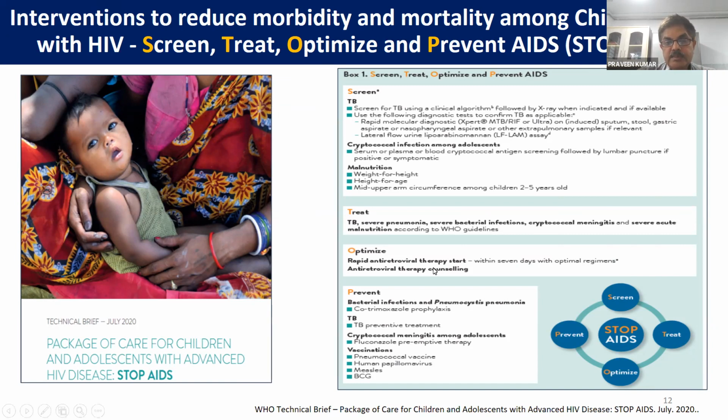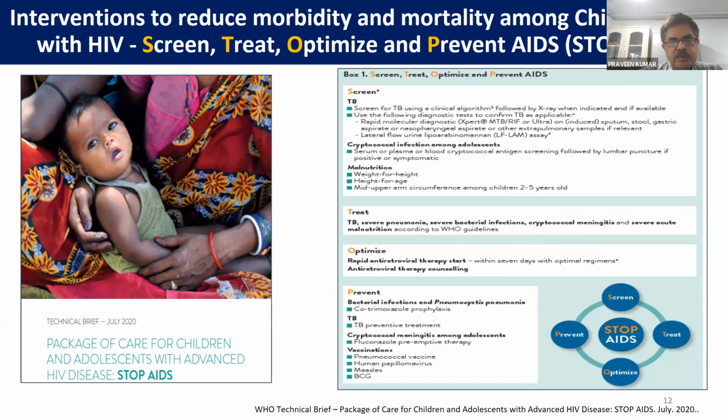And then we have to optimize, we have to start rapid antiretroviral therapy. And then also we need to counsel them for compliance, adherence to these ART drugs. And then we have to prevent bacterial infection and pneumocystis pneumonia by using cotrimoxazole prophylaxis, which is recommended in our program. Also, we will discuss TB preventive treatment. Then cryptococcal meningitis among adolescents.